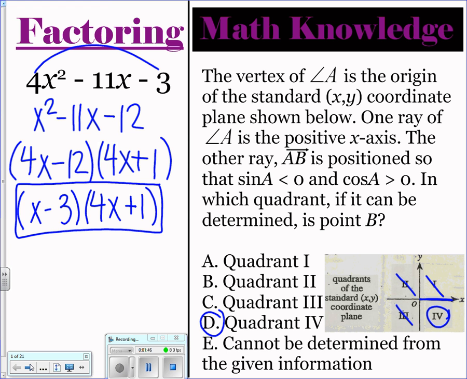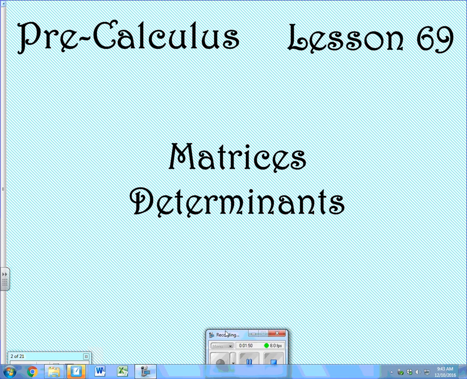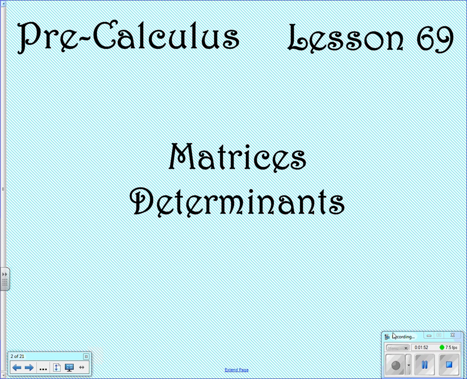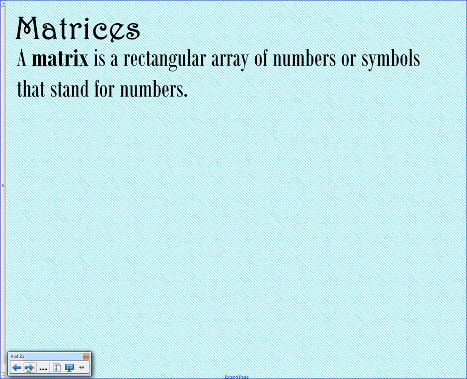Okay, so we are looking at lesson 69 today. We're dealing with matrices and determinants. So hopefully after this lesson you'll understand matrices and determinants. A matrix is a rectangular array of numbers or symbols that stand for numbers. Matrix is the singular, matrices is the plural. But it's going to be a rectangular array of numbers or symbols that represent your numbers.